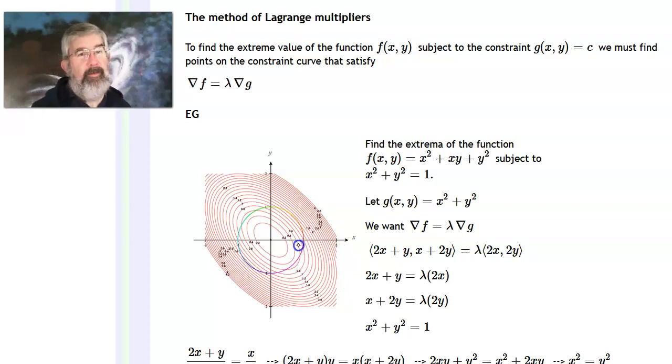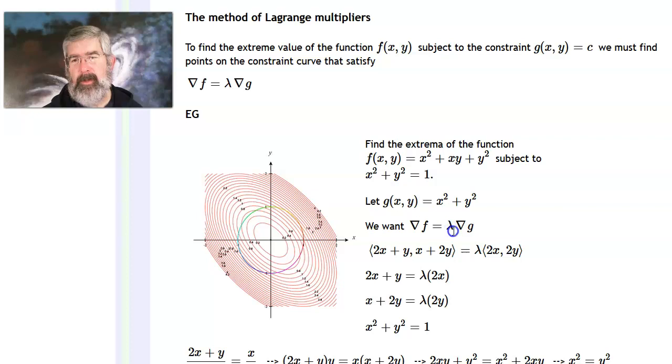Places where the two curves are parallel to each other, or the two gradients are parallel to each other. So anyway, I'm making g be this x squared plus y squared, and so the curve I'm interested in is the level curve of level 1, right? And what I want now is the gradient of f to equal lambda times the gradient of g. Well, the gradient of f is a vector where the first component is the partial with respect to x, so that would be 2x plus y. The second component is the partial with respect to y, which would be x plus 2y.